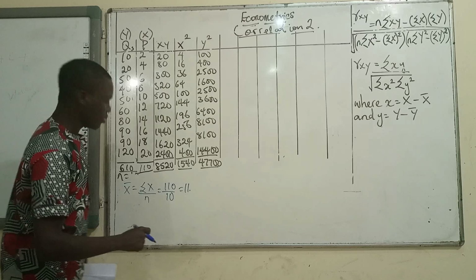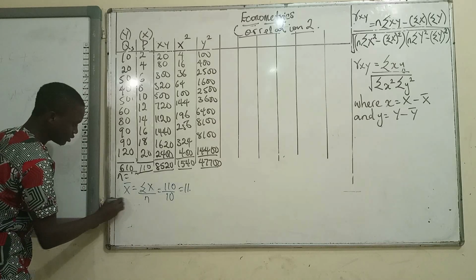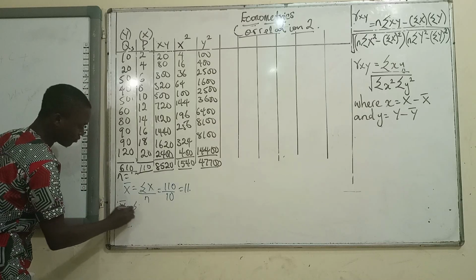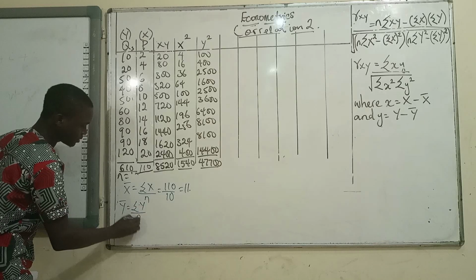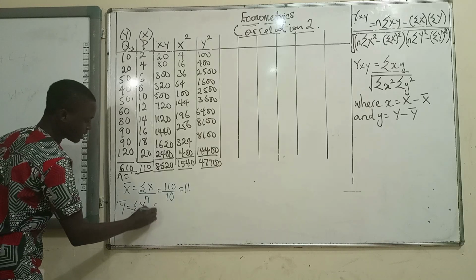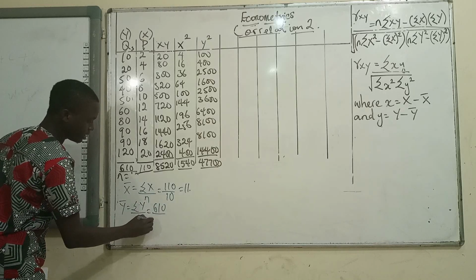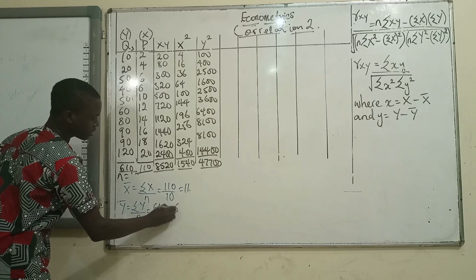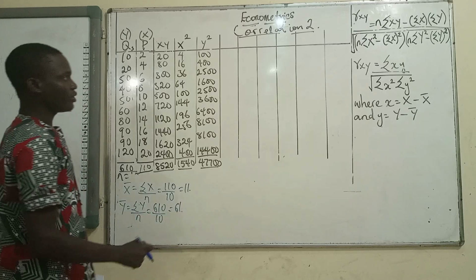So let's do the same thing for bar y straight up, so we don't waste time. So bar y is going to be the sum of y divided by the number of observations. So the sum of y is 610. 610 divided by 10 is going to give us 61. Good. So we have to fill in our next column.